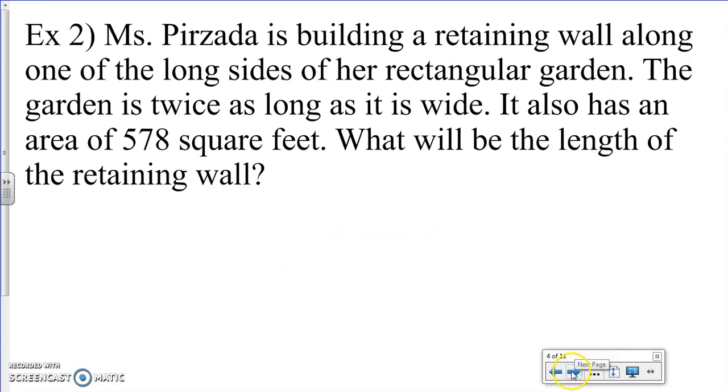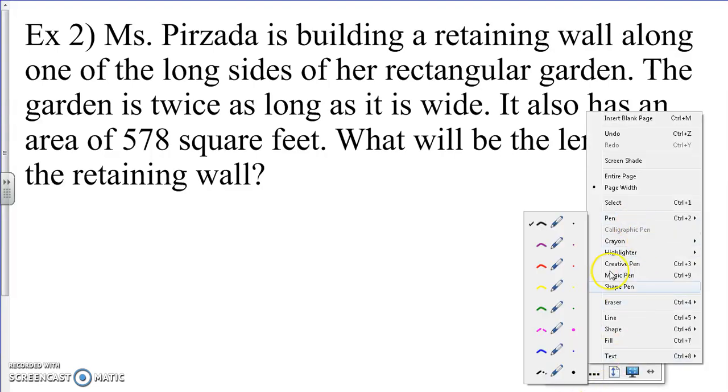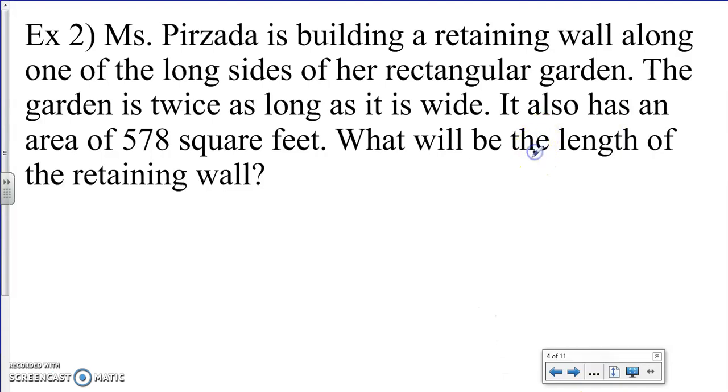So Ms. Prezada is building a retaining wall along one of the long sides of a rectangular garden. The garden is twice as long as it is wide. It also has an area of 578 square feet. We are going to go ahead and draw a diagram here. Okay, so it is twice as long as it is wide. So if I take my width and multiply by 2, that's going to give me my other side. And my area is 578.